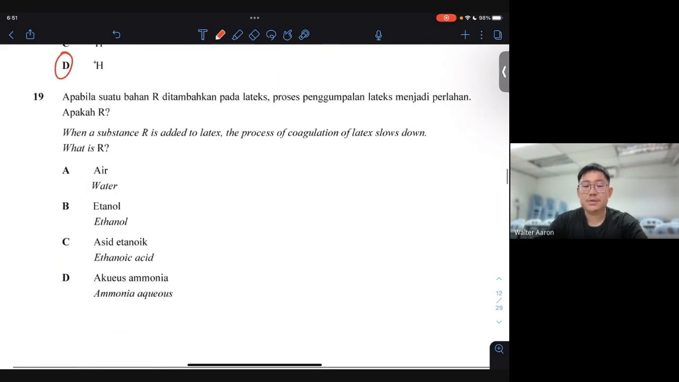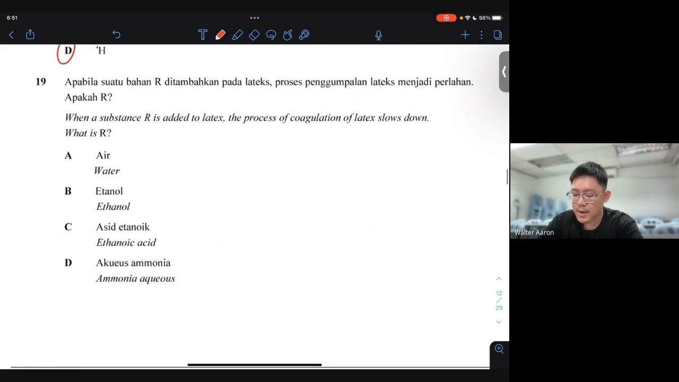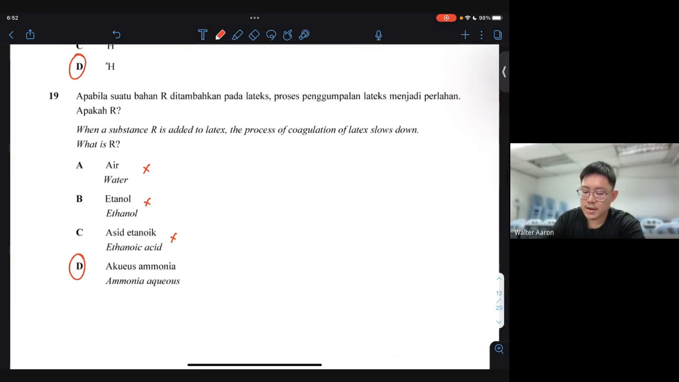Number 19, when a substance R is added to latex, the process of coagulation of latex slows down. What is R? Only an alkaline substance can slow down the coagulation process of latex. Among all of these, there's only one alkaline substance, which is ammonia, right? Water is neutral, ethanol is neutral, and definitely acid will not be, because acid can coagulate latex instead. So only an alkaline substance can prevent the coagulation of latex. So the answer is D, aqueous ammonia.